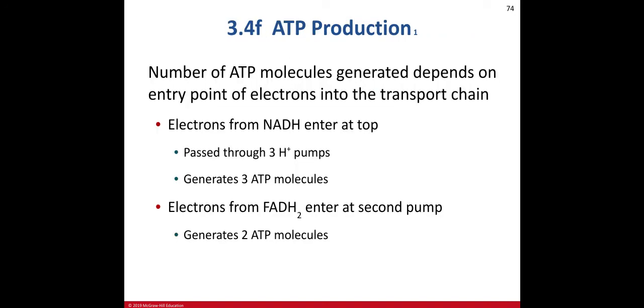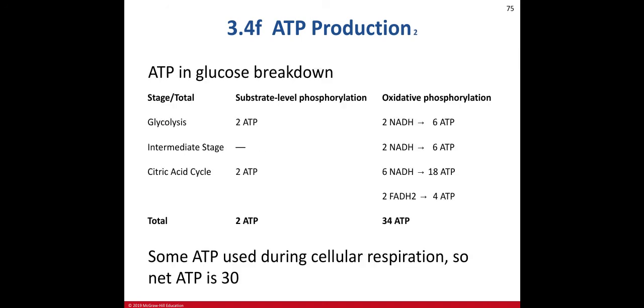So, how much ATP are we making? It depends on where these electrons are in this transport chain. So, electrons from NADH enter sort of at the top of this pump. They get passed through 3 different pumps and make 3 ATP molecules. FADH2 enters at the second stage and only makes 2 molecules. As a whole, here's what we've got going on.